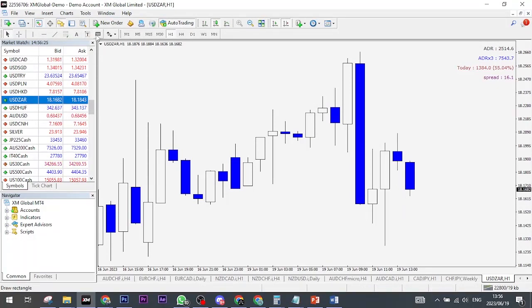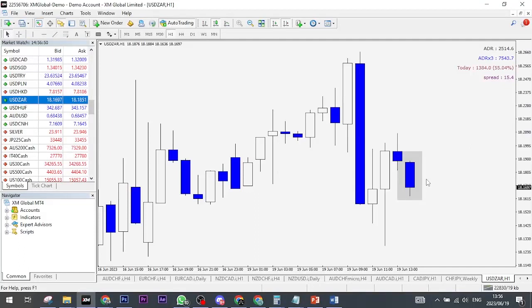So this one tells you information about what happened an hour ago, and then this one gives you information about what happened an hour ago compared to the previous one, and so forth. And then the candlestick we see here, this one is the current candlestick, right?